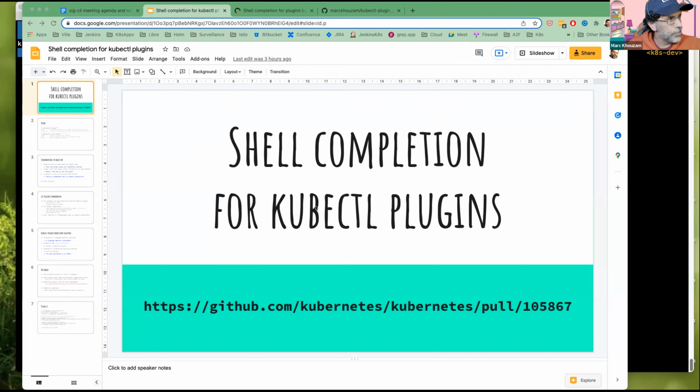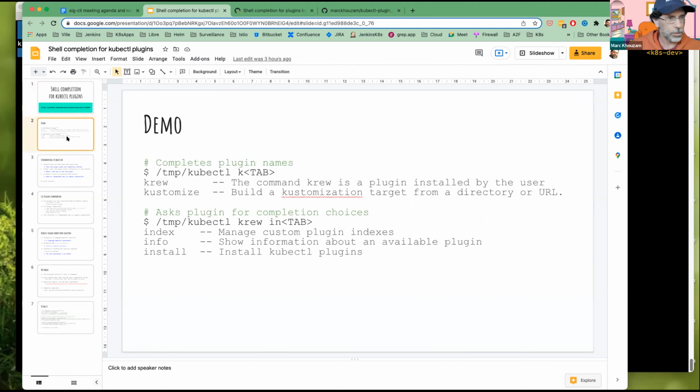Okay, so this is probably again niche. Some people, I'm assuming, might not really know or care much about it, but there's been a request for a long time now to have shell completion for kubectl plugins. So I posted a proposal, and I think what I'd like to do today is simply get the idea across of what the design is and make sure that it fits with what you experts expect. So I changed slides. I hope you can see that.